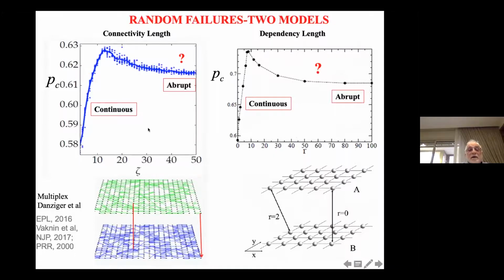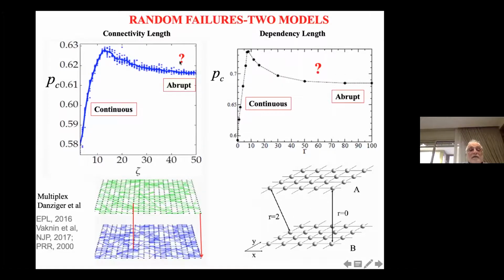And the picture is very similar. If zeta is small, we have a continuous transition. If R is small, you have a continuous transition. But above a certain value, and this is non-monotonous, you start to have PC and the transition becomes abrupt. It means if you have long-range connectivity or long-range dependency, you start to have cascading failure and abrupt transition.